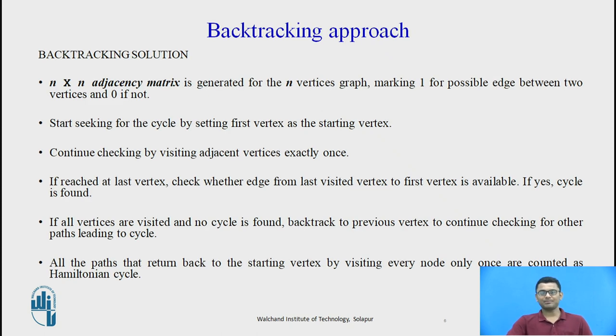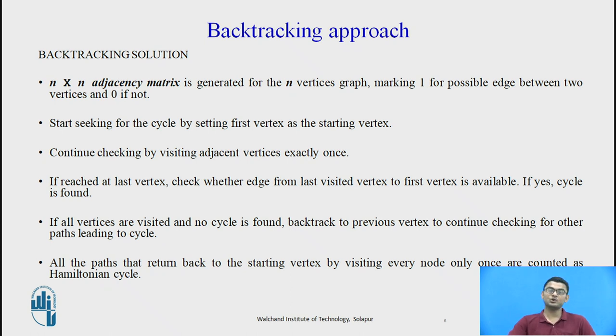So how to apply backtracking approach to find the solution to the Hamiltonian cycle problem? We generate an n cross n adjacency matrix, marking 1 for possible edge between two vertices and 0 if there is no possible edge. We start seeking for the cycle by setting the first vertex at the starting vertex, because we want to set the starting point of the cycle. We continue checking by visiting adjacent vertices exactly once. If we reach the last vertex, we check whether an edge from that last visited vertex to the first vertex is available. If the edge is available, the cycle is found.